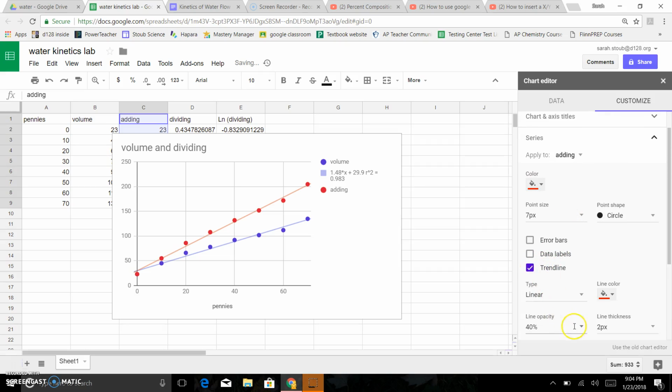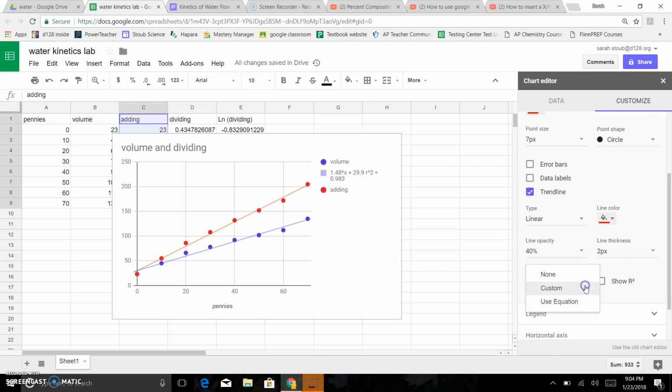Put in a trend line. Get my equation for my label and r squared. Looking great.